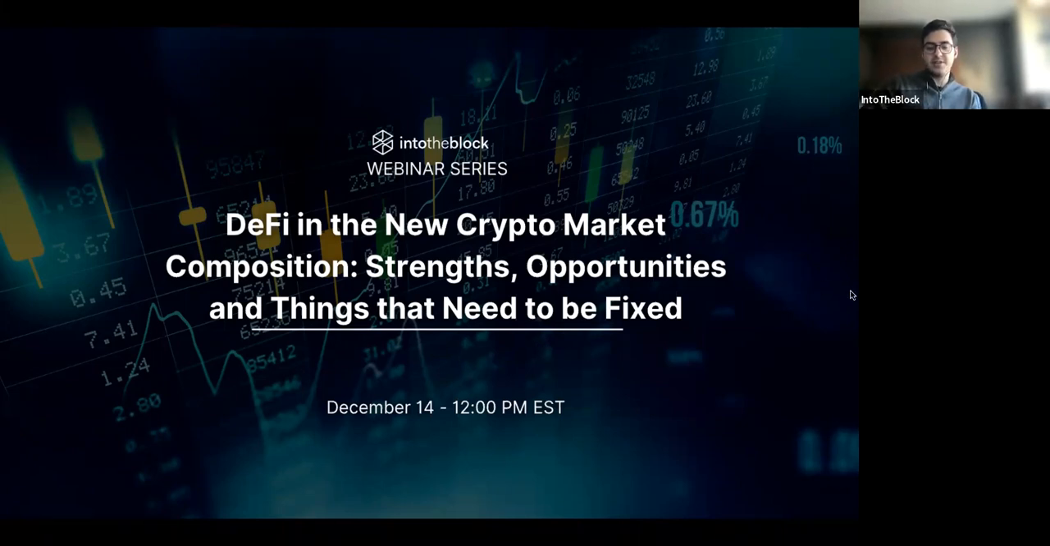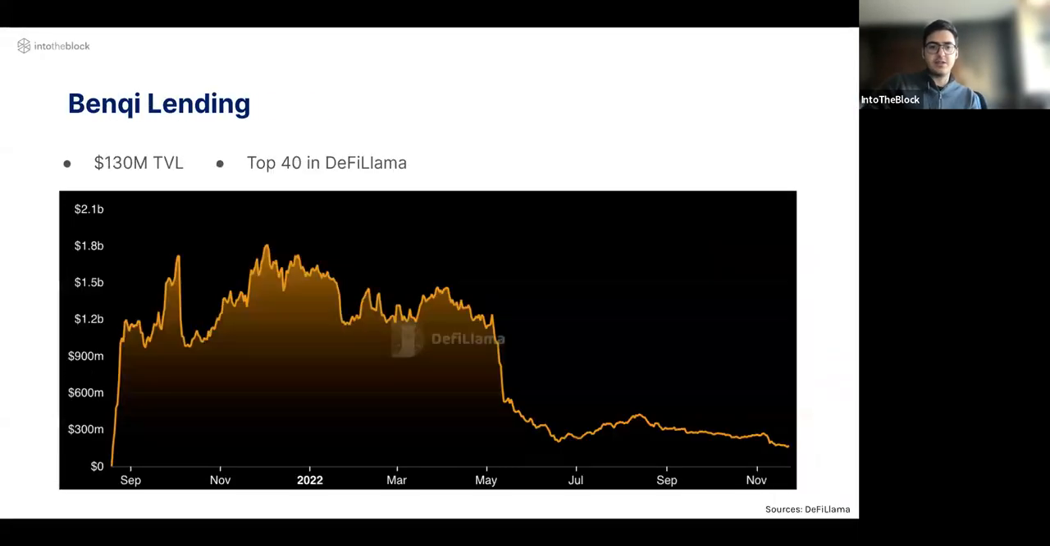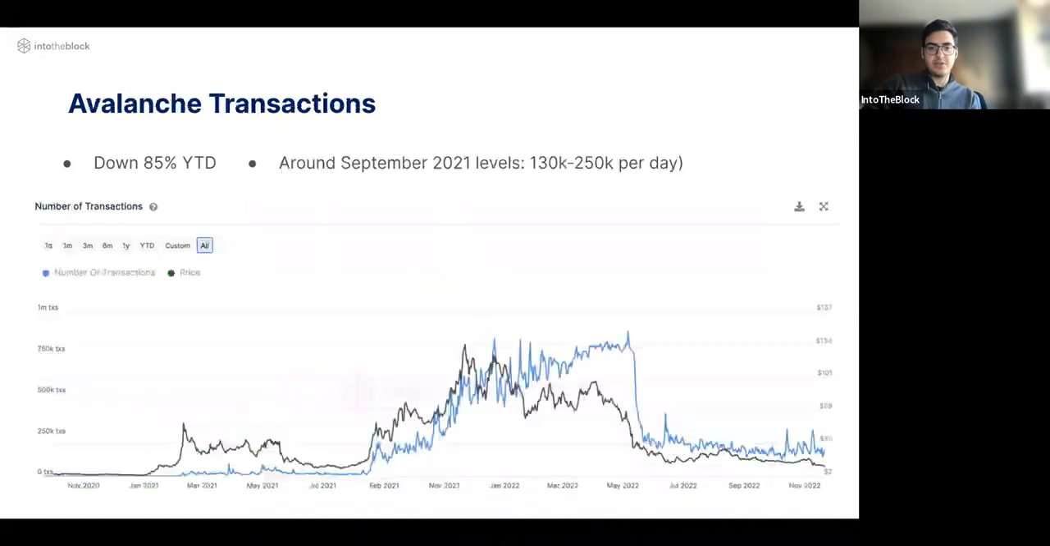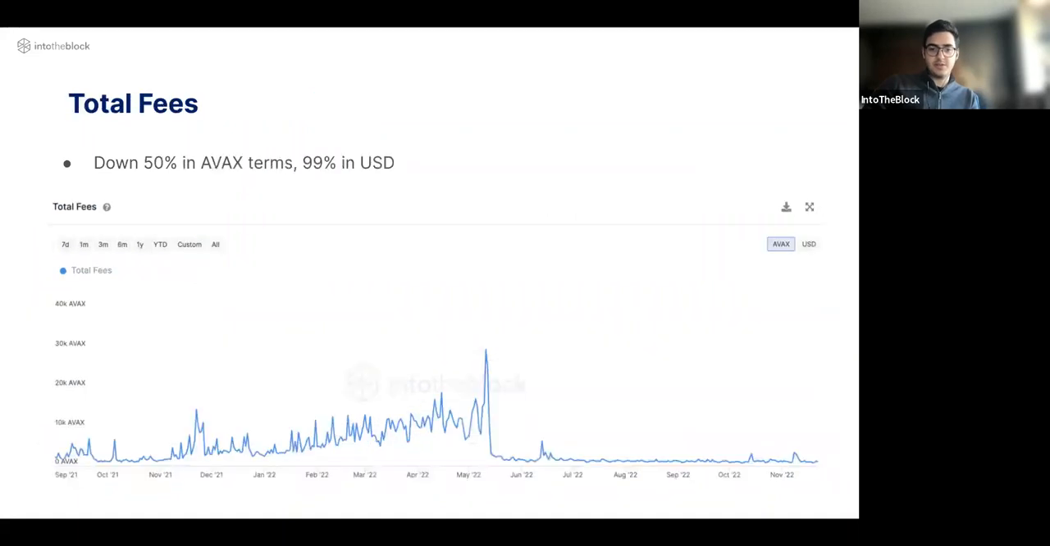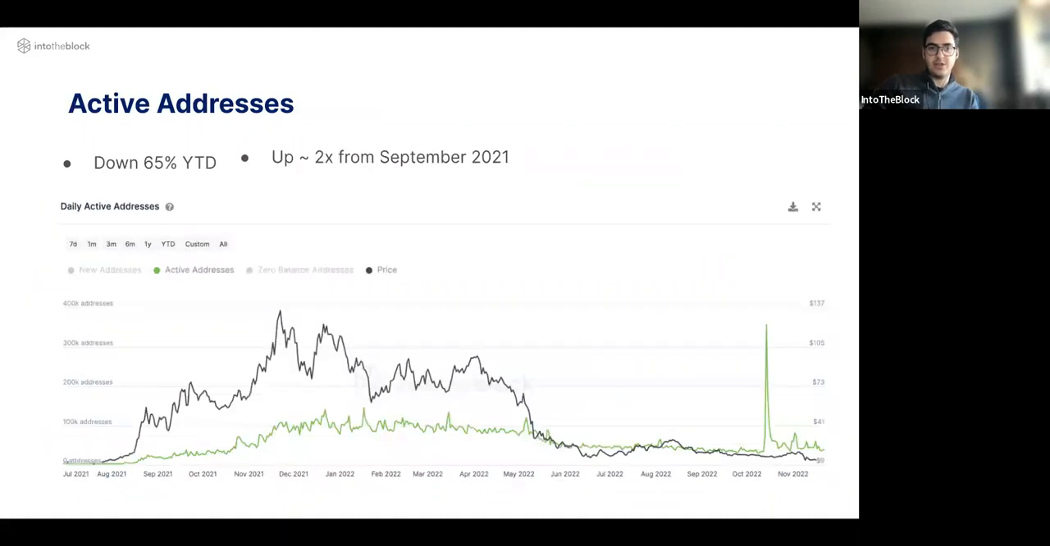Basically, the Avalanche architecture is differentiated from other smart contract platforms. As we can see, with several metrics, there's been a decline in 2022. This is not just for Avalanche, of course. It applies to Ethereum, Bitcoin. Pretty much all crypto assets are seeing a decline in on-chain activity.